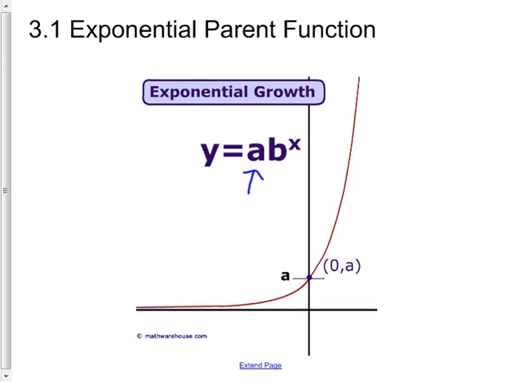This is the starting value. So if you started with $100,000 that your great Aunt Tilly gave you, this would be 100,000 right here then. And then you throw it into stocks and it goes up.